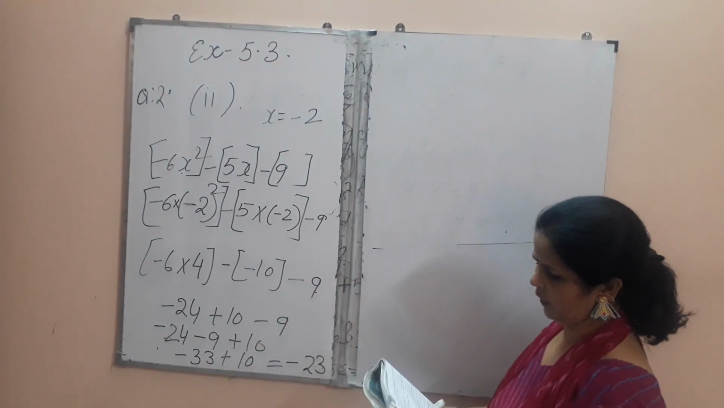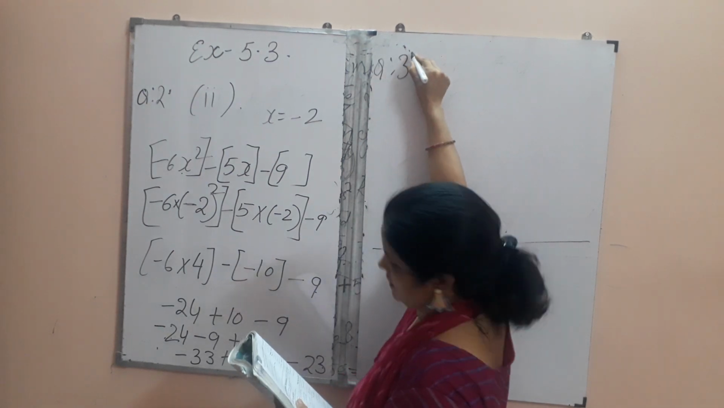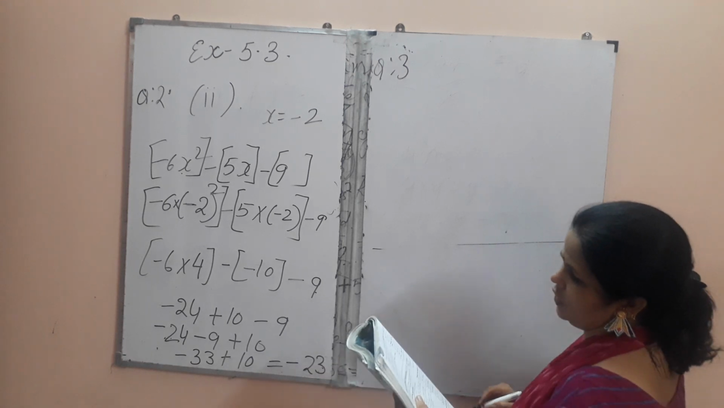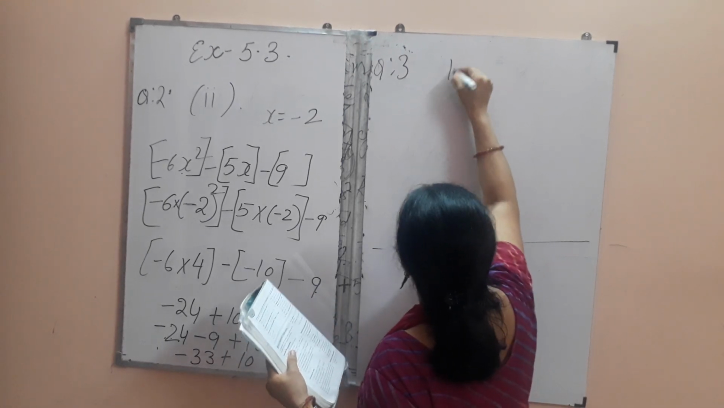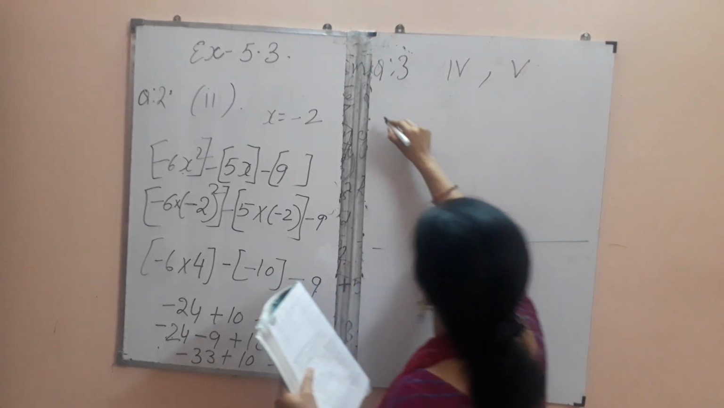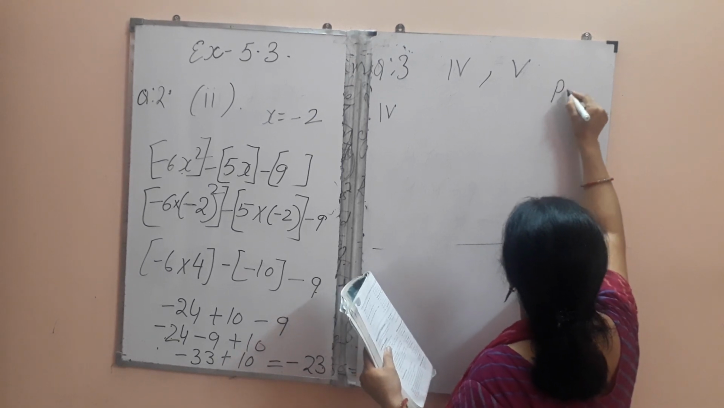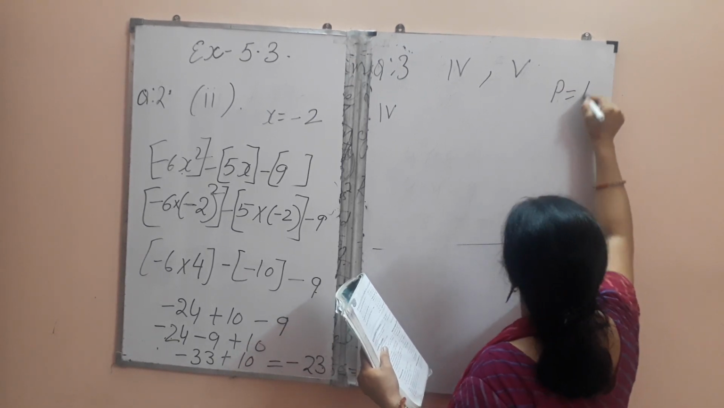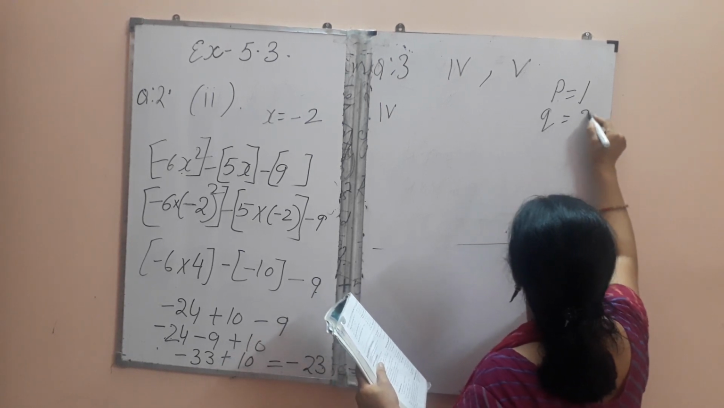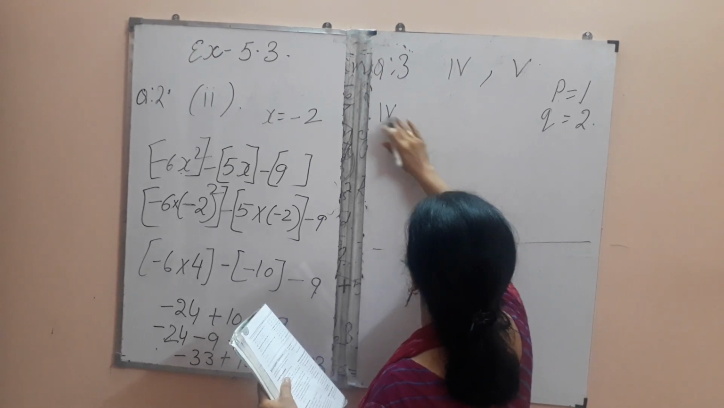Now question number 3. In question number 3, there are two variables. So how will we solve them? In this also, I will solve the 4th and 5th parts. So question number 3, 4th part. In this, the value of P is 1 and Q is 2.